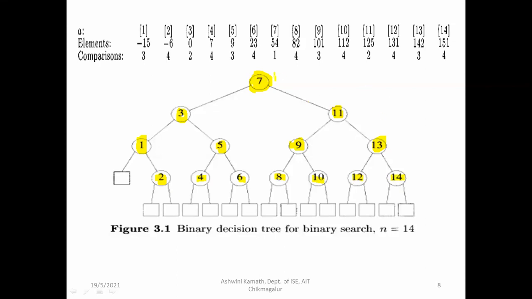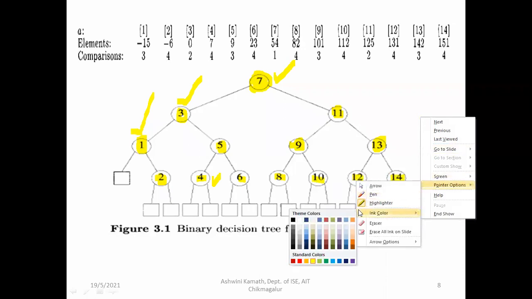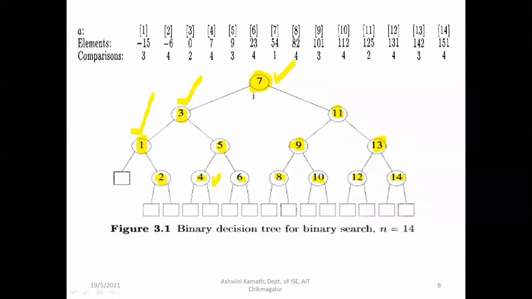Here 1 comparison, 2 comparisons, 3 comparisons. Consider you have the element at position 4: 1 comparison, 2 comparisons, 3 comparisons and 4 comparisons. So it will be 4 comparisons. So if your search ends at a circular node, it will be a successful search.